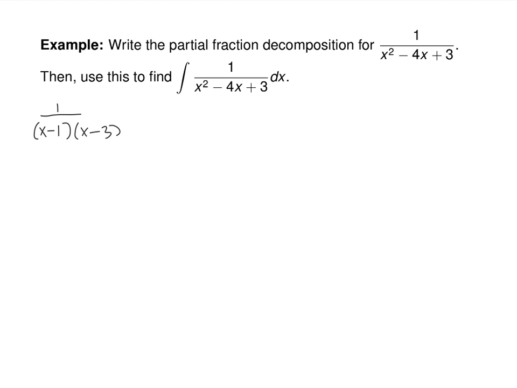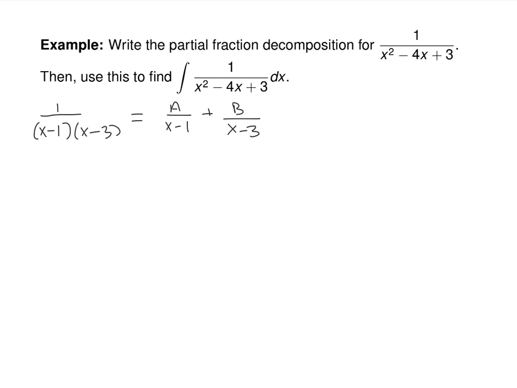Now there's a theorem that is outside the scope of this course, so I'm afraid you can't ask me why, that says that this had to come from some number a over x minus 1 plus some number b over x minus 3. So a and b are constants. Now, you think, okay, to get a common denominator on the right side, I'd multiply the first fraction by x minus 3 over x minus 3, the second one by x minus 1 over x minus 1.